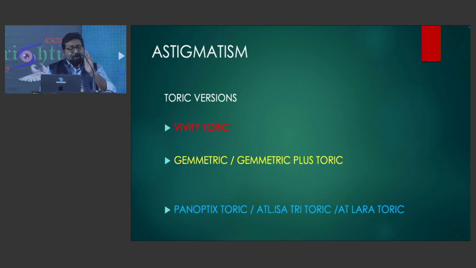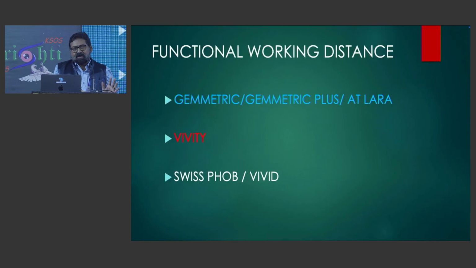Astigmatism, it is imperative that any multifocal or any EDOF lens, you should have a toric version because it is unforgiving. Residual toricity is unforgiving. So functional working distance, again, you have the geometric plus, etc., which give you a very good vision at around 40-45 centimeters, the Vivity too, and the Swiss Phobe and the Vivid give.